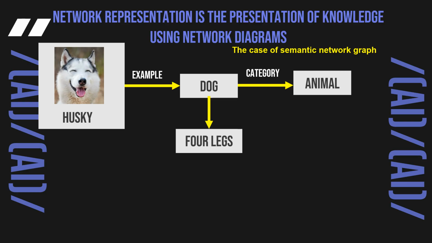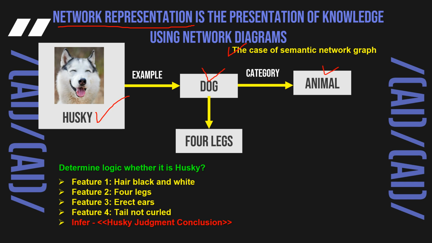And for the AI, remember the network representation is the presentation of knowledge using network diagrams. Let's give a case of a semantic network graph. For example, the dog right here. The husky is the example, and the category is the animal. There are 4 legs, and you can determine logically whether it is a husky.